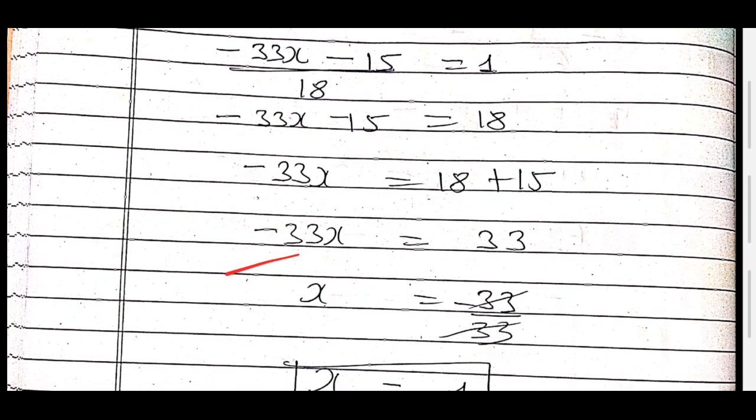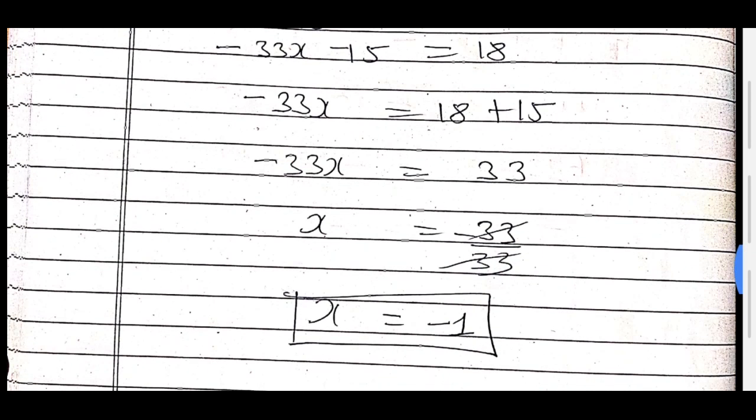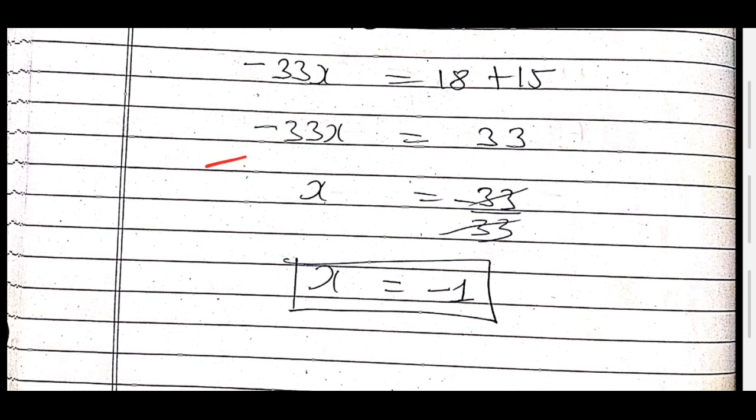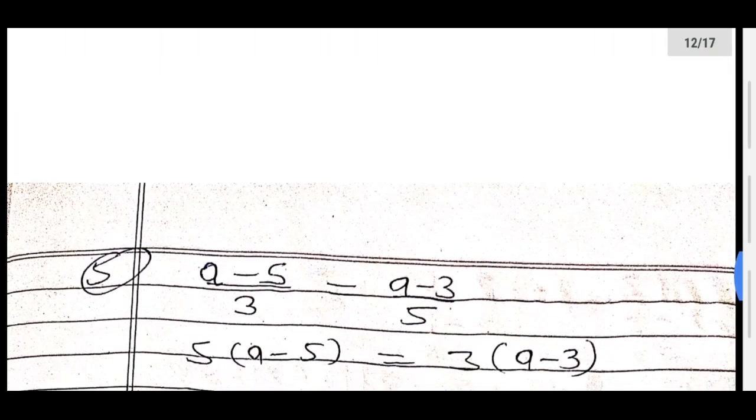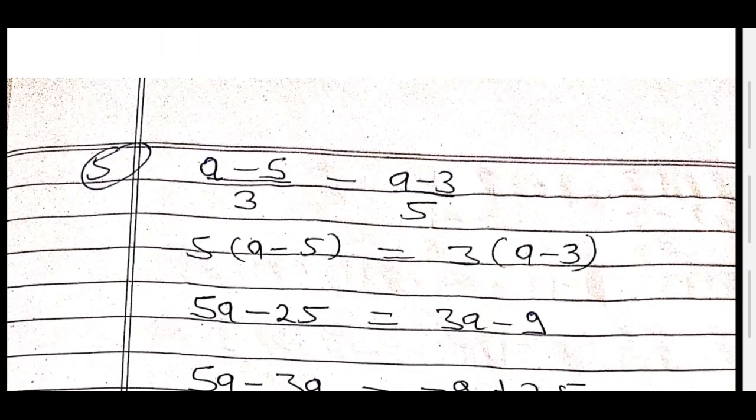Minus 33x is equal to 33, then x is equal to, this number comes to this side and becomes divide. When you cut 33 by minus 33 you get here only 1, and the sign is minus here, so write the minus sign here. So x is equal to minus 1. It is your answer. Okay, now come to the fifth part.